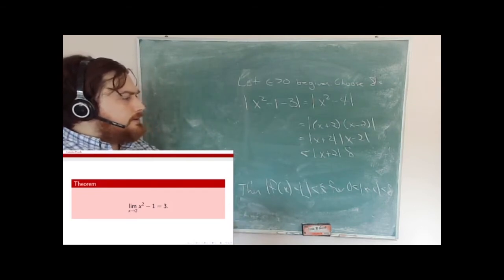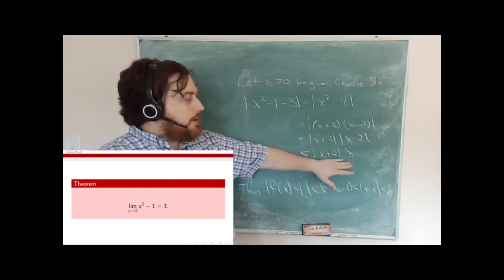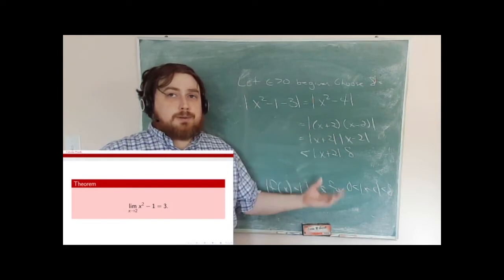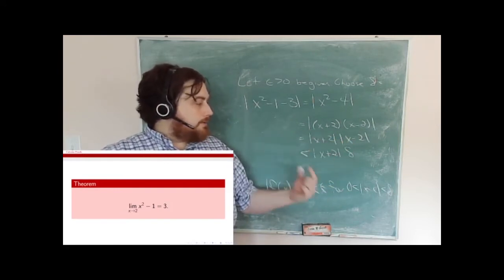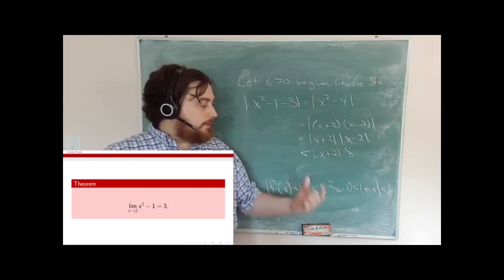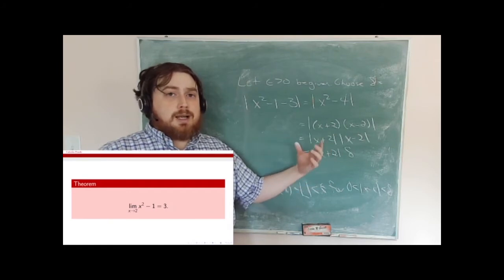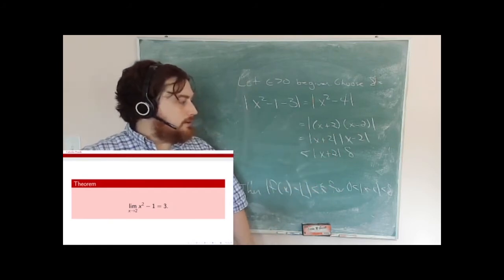Now the goal is to show that this is less than epsilon. So last time what we picked was 8 delta, so we said let delta be epsilon over 8. Well, notice I can't let delta be epsilon over the absolute value of x plus 2, because x's variable is changing. I have to pick a specific number.